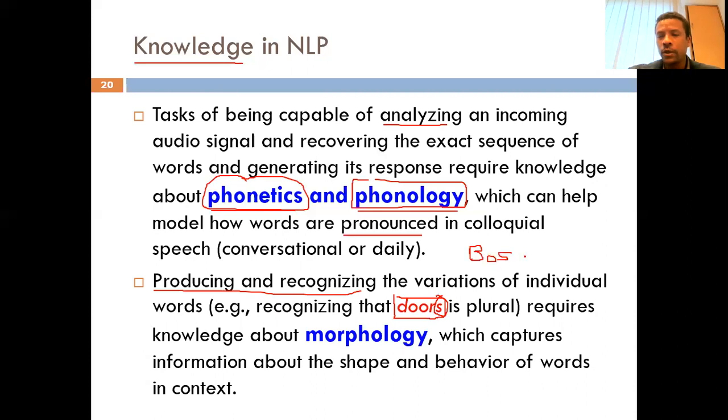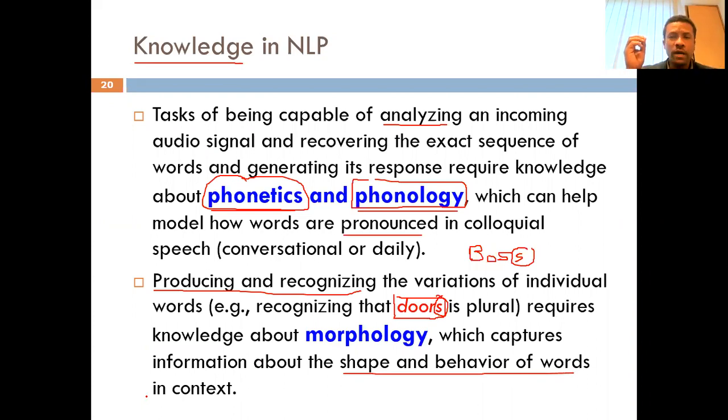What do you say? Is it in a plural form? Of course it's not. So just because it ends with S, it doesn't mean that it's in a plural form. And recognizing this difference is the study of morphology. So morphology tries to capture information about the shape and the behavior of words. It's concerned about how words are formed.